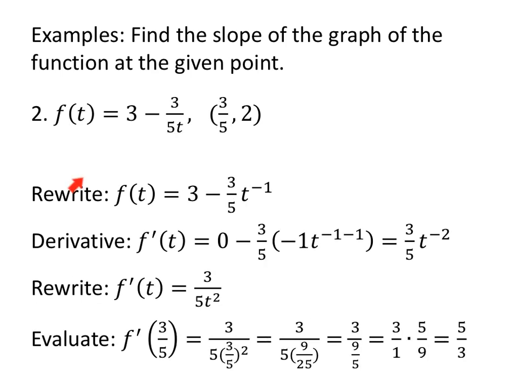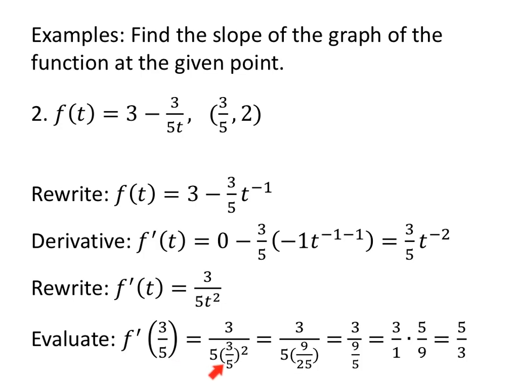Again, find the slope of the graph. F of t is 3 minus 3 over 5t at the point 3/5, comma 2. We'll rewrite it. Instead of 3 over 5t, the t is going to come up with a negative 1 power. 3/5 is now my coefficient. The derivative of 3 is 0. Subtraction. 3/5, the coefficient stays. The derivative of t to the negative 1 is negative 1 times t to the negative 1 minus 1, which is 0. All right. The negative 1 and the negative 3/5 makes a positive 3/5 t to the negative 2. I'm going to rewrite that with the t to the positive 2 in my denominator so that I can evaluate.